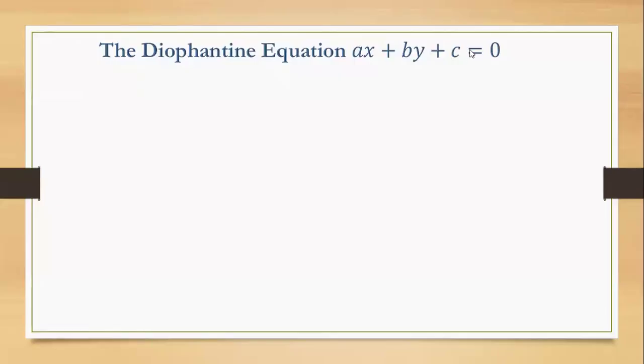Now we have a very important topic that is called Diophantine equation. Diophantine equation is the main concept of number theory. The equations which are in the form like ax + by + c = 0 come in the category of the Diophantine equation.